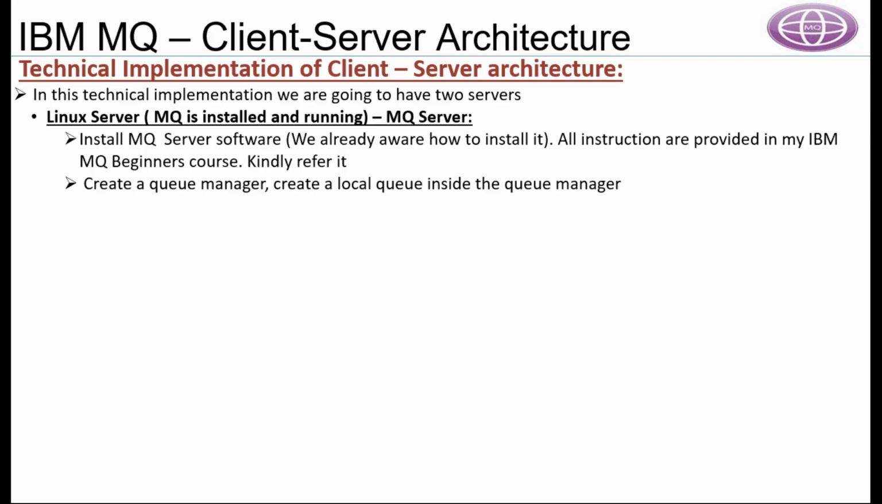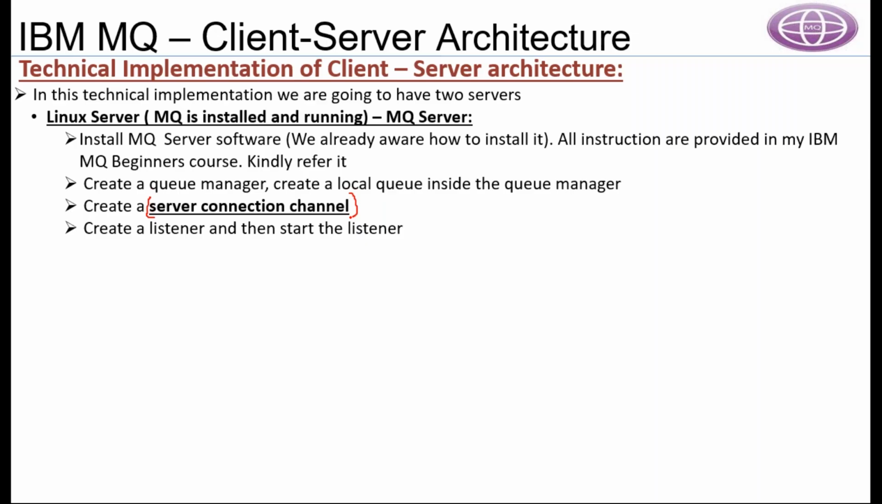We are starting the technical implementation. So in the MQ server, first of all, we need to have a queue manager. We need to have a local queue. Then we need to create a server connection channel in the MQ server. So this is the new thing we are learning. Till now, we know how to create a sender channel, how to create a receiver channel, how to create a cluster sender, how to create a cluster receiver channel. But today we are going to learn how to create a server connection channel, because a client must have a server connection channel to connect to IBM MQ in a client mode.